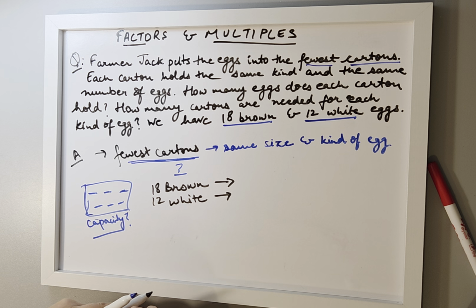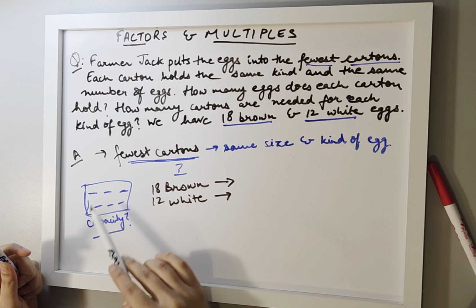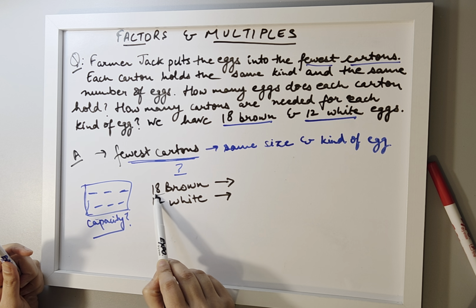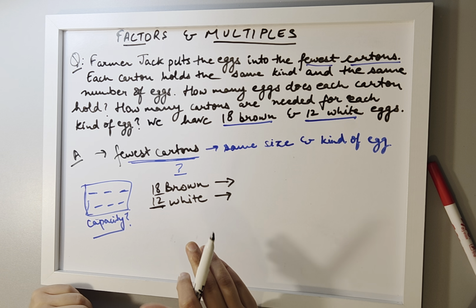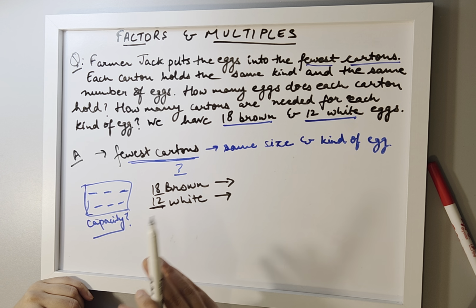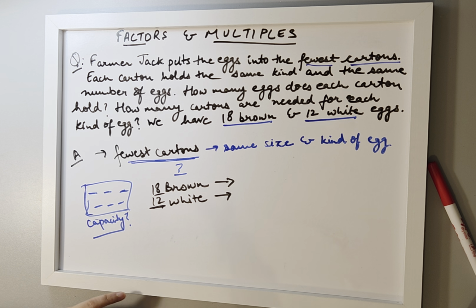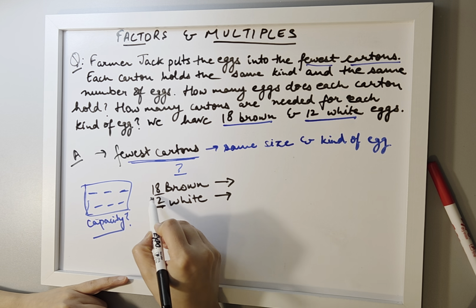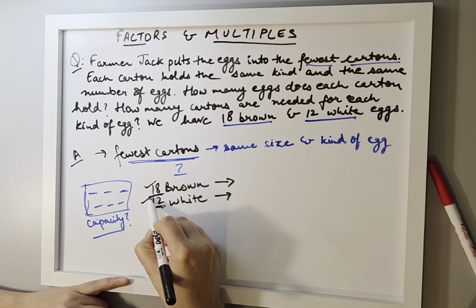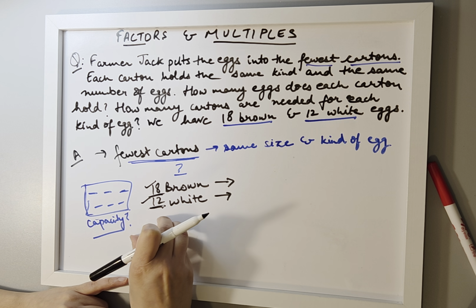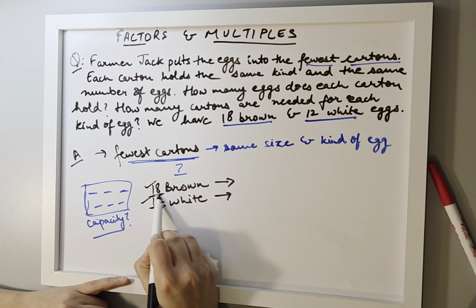So we have to try to find a capacity of the carton which can fit both 18 and 12. Like we did in the previous word problems, the words can be given in a different way, but it will use the concepts that we've learned in mathematics. So basically, it should divide both 12 and 18. We should be able to divide 12 eggs and 18 eggs into the carton capacity.